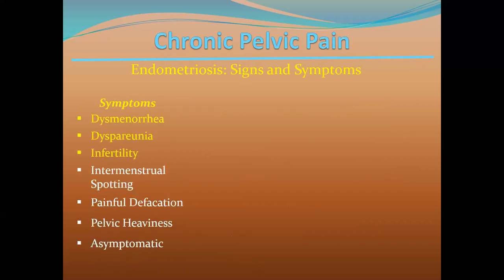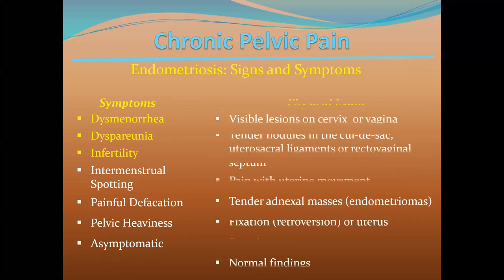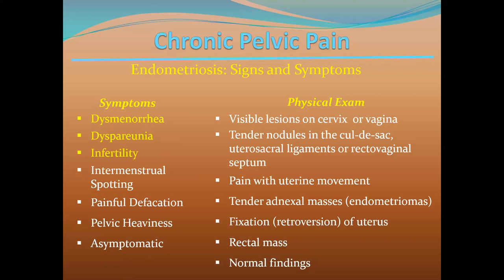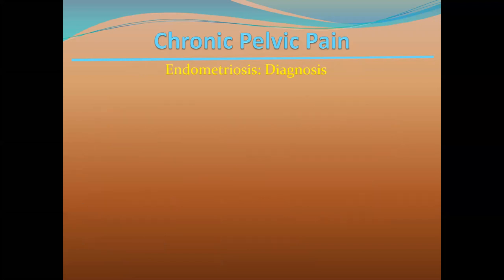The signs and symptoms are dyspareunia, infertility, intermenstrual bleeding, painful defecation, pelvic heaviness, or asymptomatic. On physical examination, there may be visible lesions on the cervix and vagina, sometimes a tender nodule in the cul-de-sac, uterosacral ligament, or rectovaginal septum. Pain with uterine movement, tenderness, adnexal masses, endometrioma, fixation of the uterus, and rectal masses may be found.